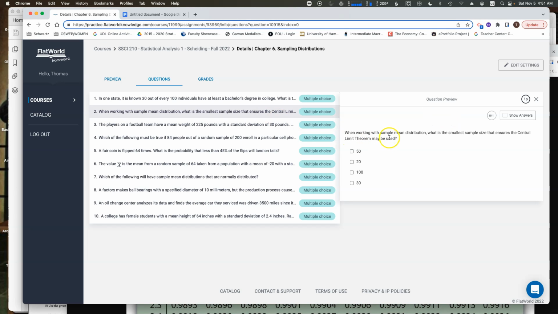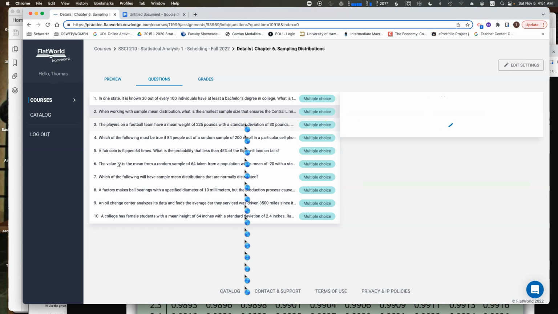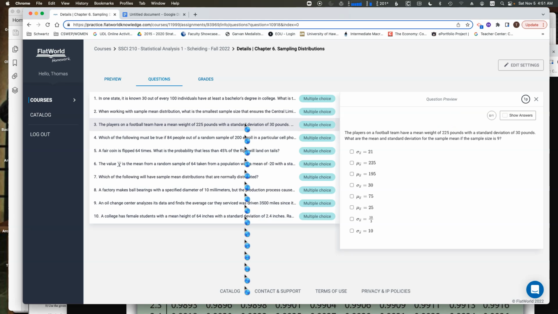Number 2, when working with the sample mean distribution, what's the smallest sample size to ensure that the central limit theorem can be used? This is definitional. It's 30. So you'd see that in the chapter. Number 3, players have a mean weight of 225, standard deviation of 30 pounds. What's the mean and standard deviation if the sample size is 9?